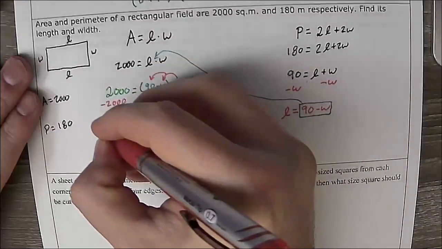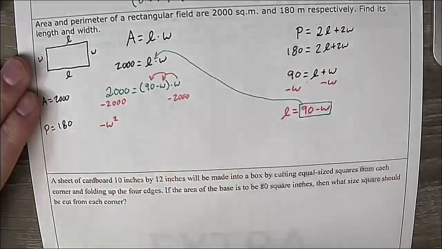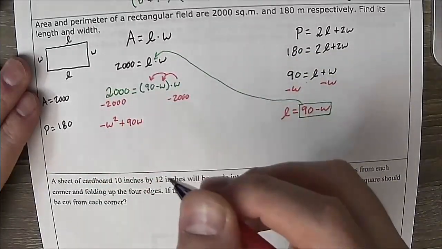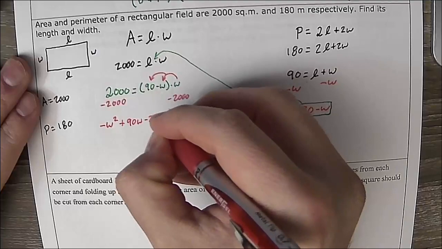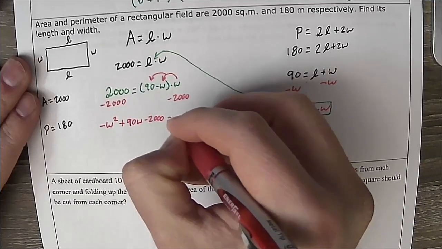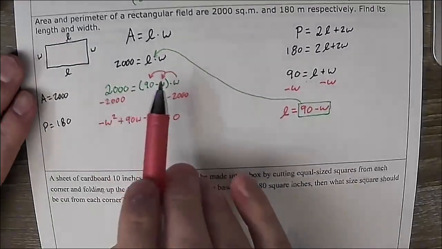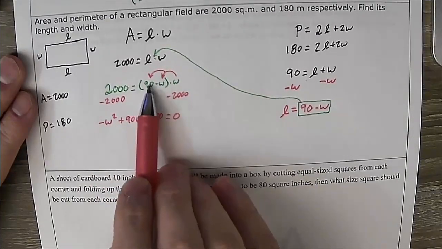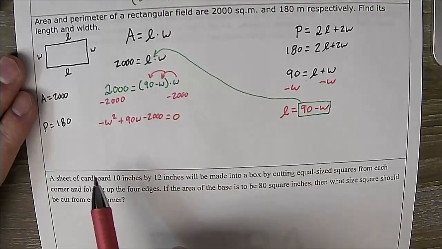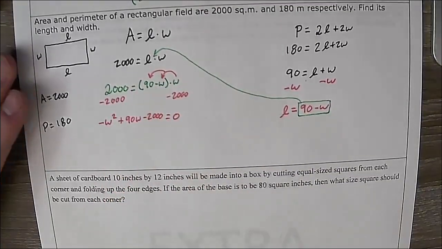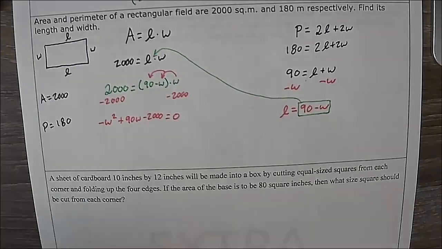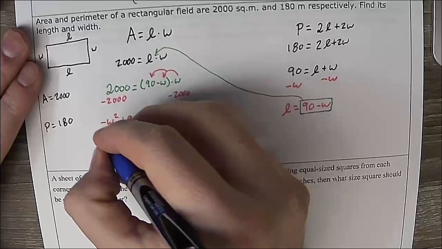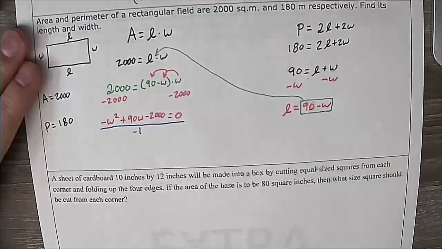I end up with negative W squared plus 90W minus 2,000 is equal to 0. So negative W times W, negative W squared. 90 in W gives me 90 in W. And then I subtracted the 2,000, so that's how it became a negative. Just like with the physics problems or any problems in general, I hate when our first term is negative. So I'm going to divide by a -1.